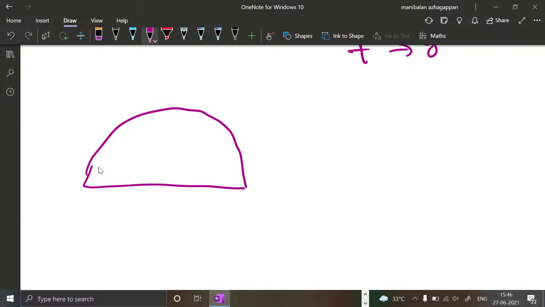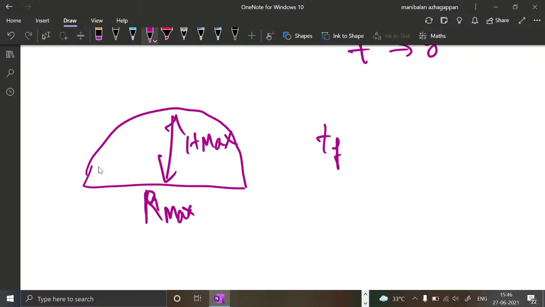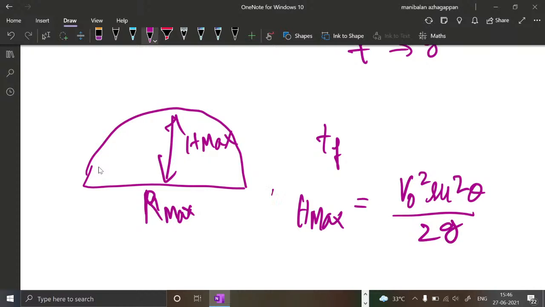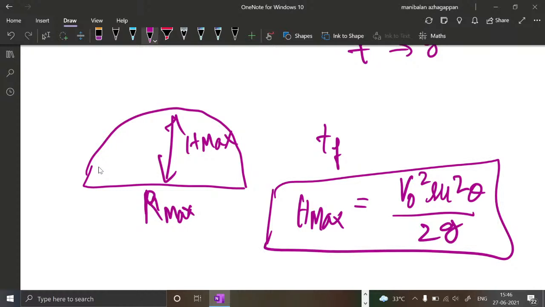In full projectile motion also we have everything: trajectory equation, maximum height, maximum range, time of flight, everything we have. One by one we'll see. What is the maximum height the object can travel? V naught square sine square theta divided by 2g. That is the maximum height of the object. I am only giving the formula revision. If I do the concept, it will take a lot of time to explain.